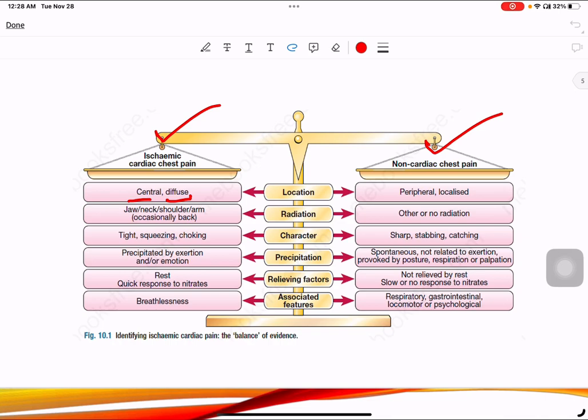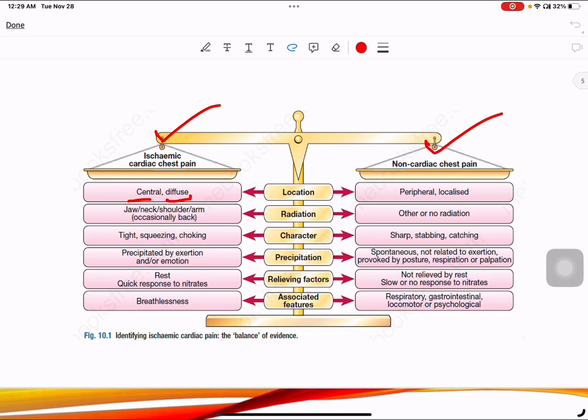So central chest pain is diffuse. It is crushing, squeezing or choking in nature. It is precipitated by anxiety or exertion. It may have radiation to different sites. It may be associated with breathlessness, sympathetic or parasympathetic symptoms like nausea, vomiting, sweating, or fear of impending death. It is usually relieved by rest or has a quick response to nitrate.